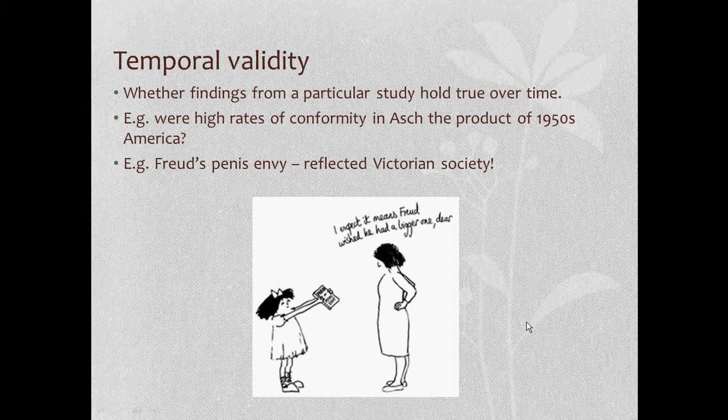Another example is Freud's penis envy, which I'm sure you've probably come across in the psychodynamic approach, and the suggestion with that is that it really reflected the kind of strict traditional Victorian society that he lived in, and it's not really valued as an explanation currently.